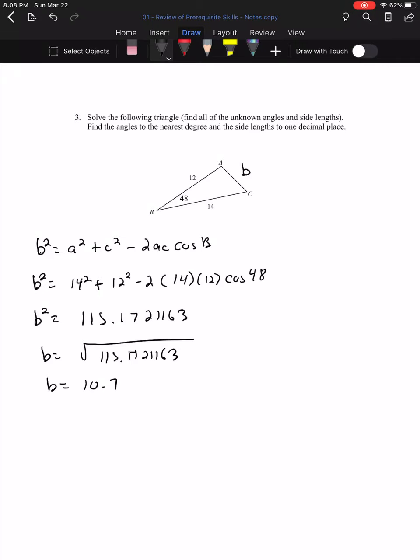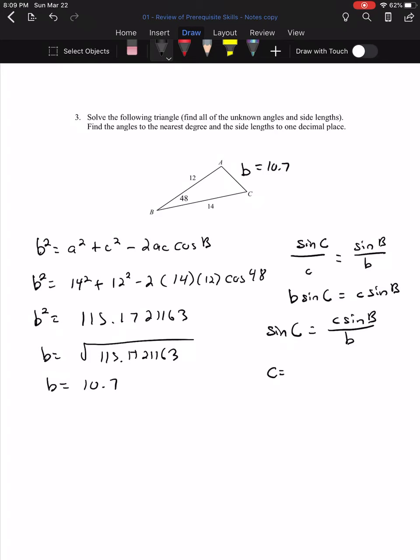Now that I have that side, 10.7, I can use sine law to get another angle here, and I'll go after a small angle again, the C. So sine C over c equals sine B over b. I'm going after angle C, so I'm going to go b sine C equals c sine B. Sine of C equals c sine B over little b. I'm going to rearrange this: sine inverse of c sine B over little b.